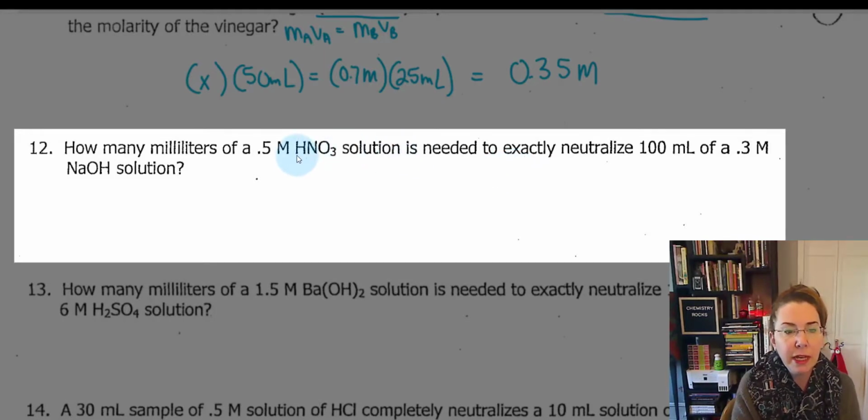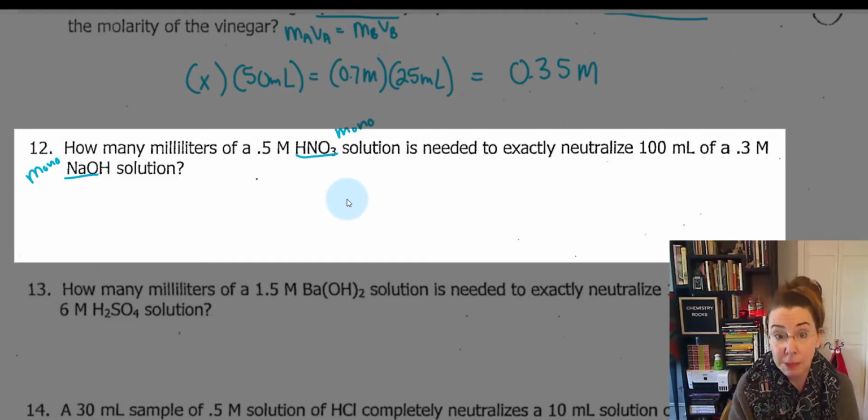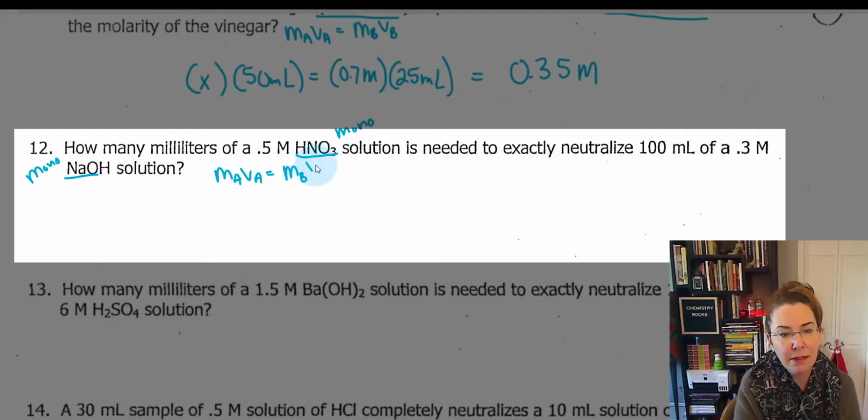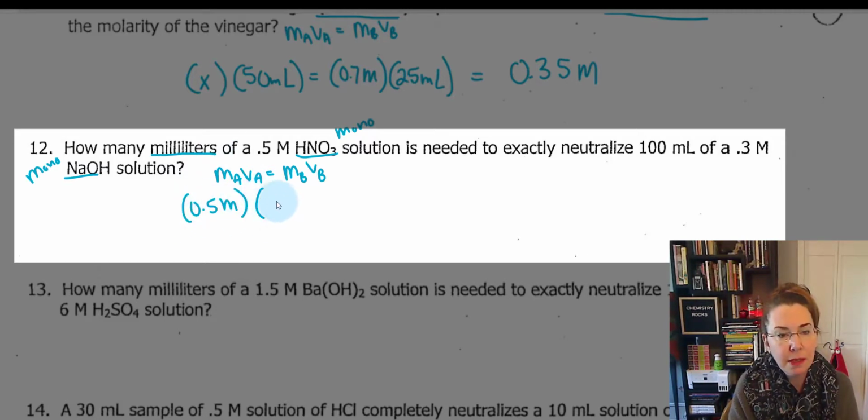Here we have nitric acid, that one's mono, and we have sodium hydroxide. It is also mono, so once again, we don't have to do anything special. All right, so still using MAVA equals MBVB. Alrighty, so I am wanting to figure out what my volume is on this nitric acid. So my molarity is 0.5 molar. My unknown is my volume of acid.